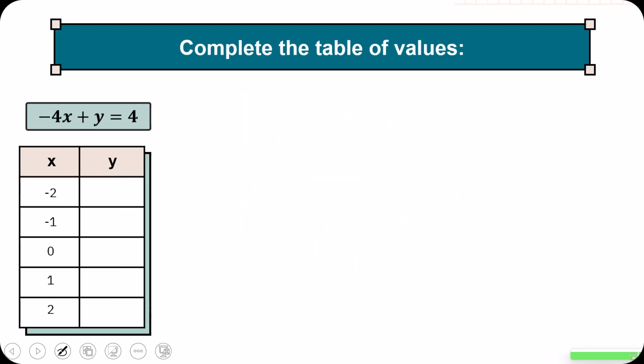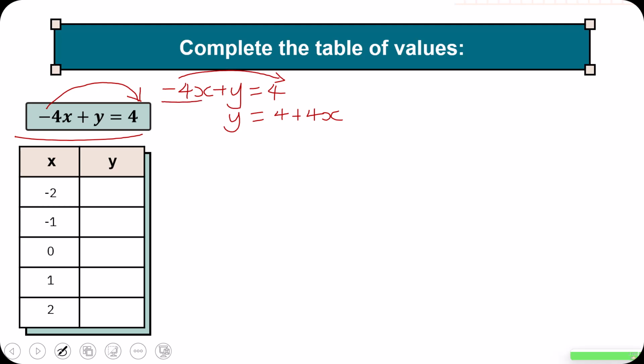So here we have negative 4x plus y is equal to 4. This equation is not properly arranged, whereby we need y to be the subject. Okay, so how can we do that? We are going to take negative 4x to the right hand side, and when it crosses the right hand side, it becomes positive 4x. So if you have negative 4x plus y equaling to 4, you can take negative 4x to the right hand side, and you will have y equal to 4 plus 4x.